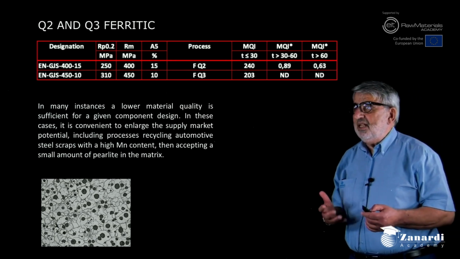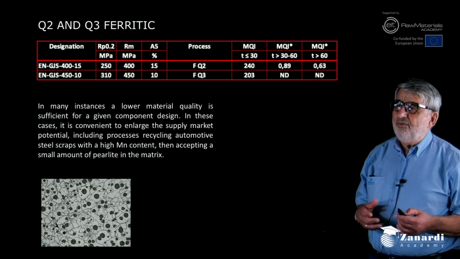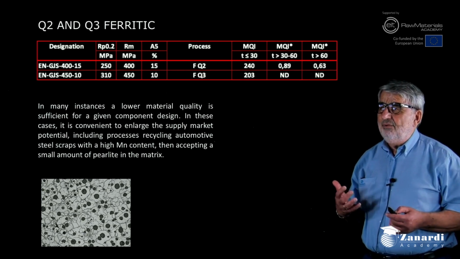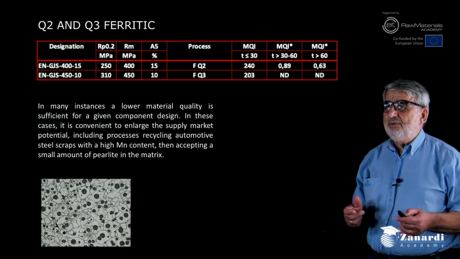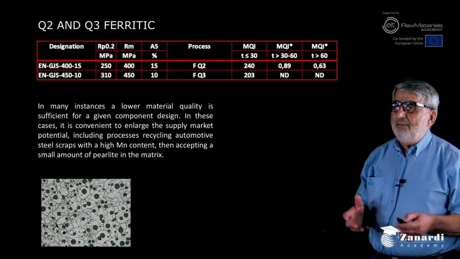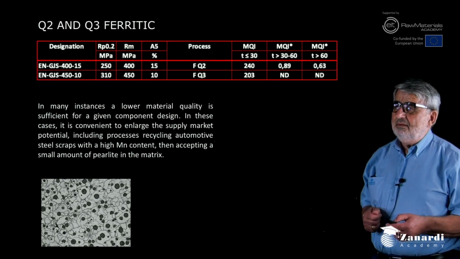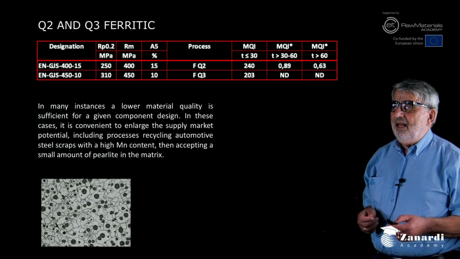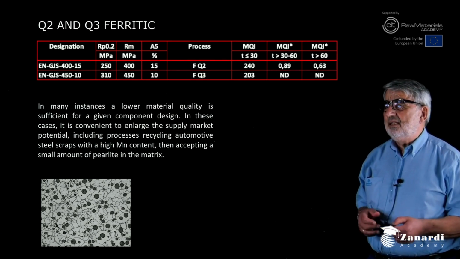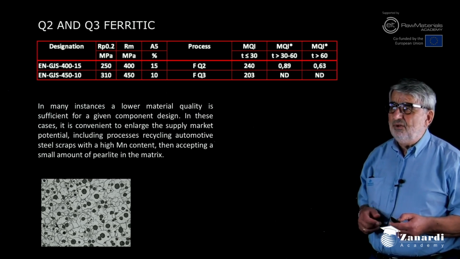This is, for instance, the case of so-called ferritic grades that tolerate some percent, 10% or 20%, of pearlite given by a manganese content that is not so low as typical for ferritic grades.